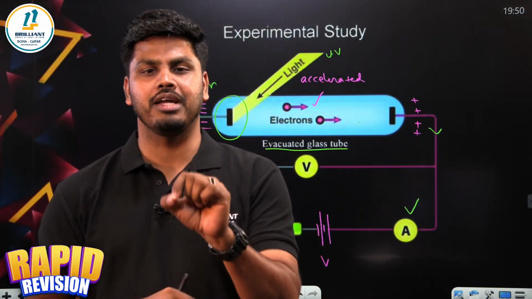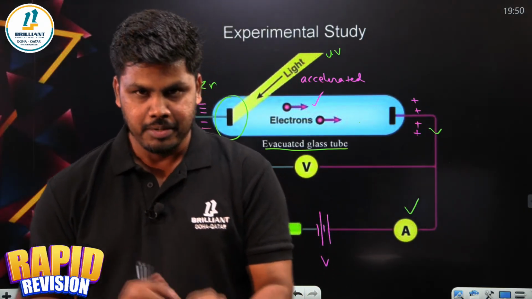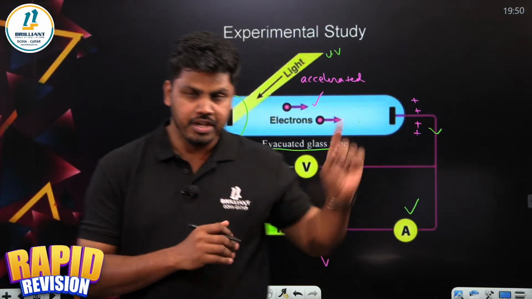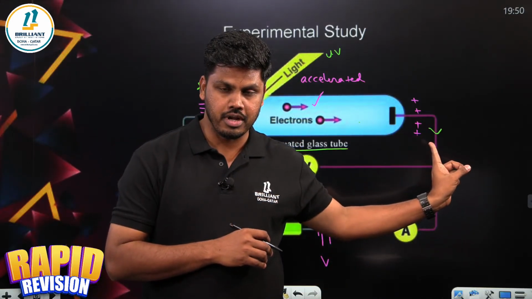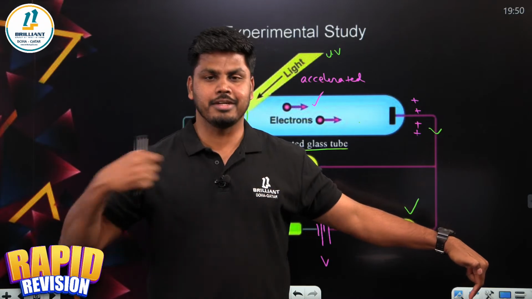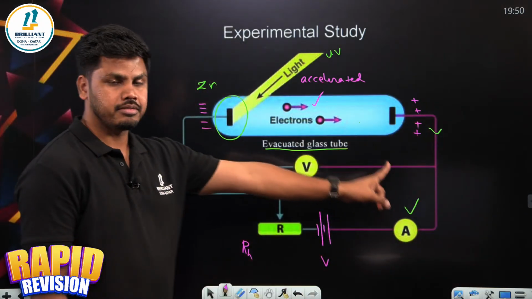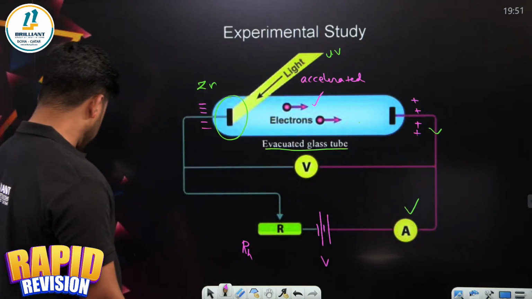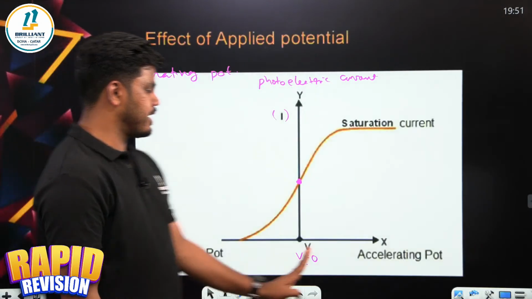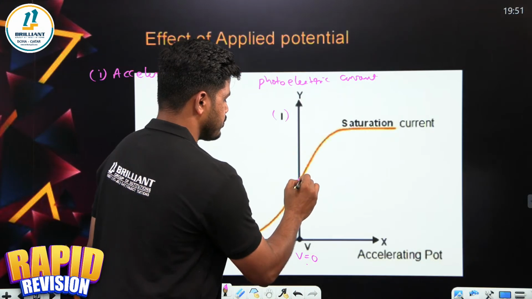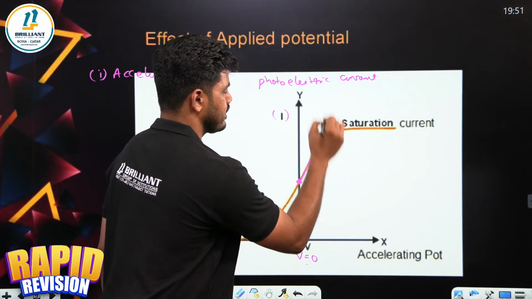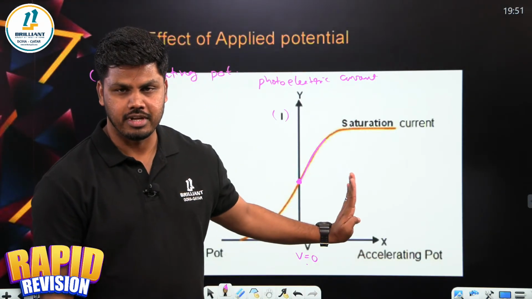Initially only some of the electrons can constitute the current because only they had enough energy to cross the distance in the evacuated glass tube. Now the external potential will push the remaining electrons to increase the current, correct? Which means when you increase the accelerating potential, current is found to be increasing, right? Current is increasing. That's what the graph says.